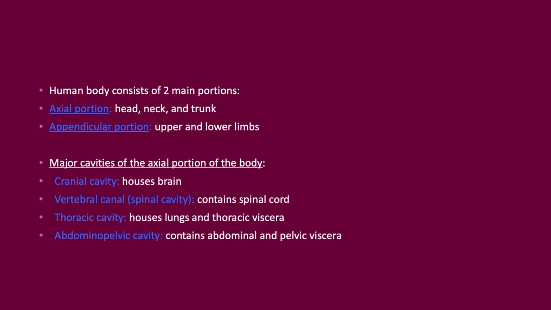You have major cavities of the axial portion of the body. That is the cranial cavity, which houses the brain. You have the vertebral or spinal cavity, which contains the spinal cord. You have the thoracic cavity, which houses the lungs and the thoracic viscera. And then you have the abdominal pelvic cavity, which contains the abdominal and pelvic viscera.